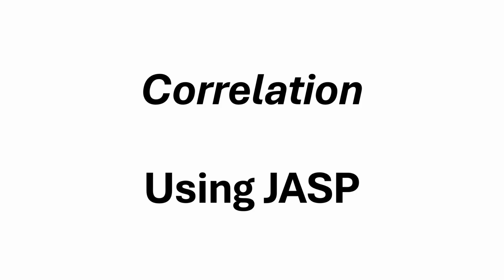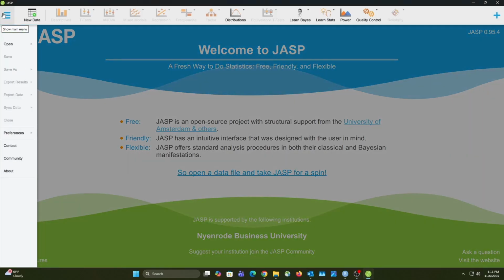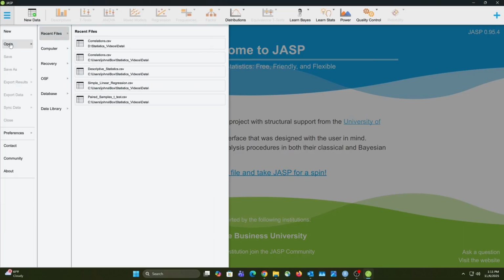Let's now perform our example correlation analysis in JASP. To begin, we first need to click on the 3 horizontal bars in the upper left-hand corner of the JASP home screen, scroll down to Open, and in my case, I was recently working with this data, so correlations.csv is contained in the Recent Files tab.